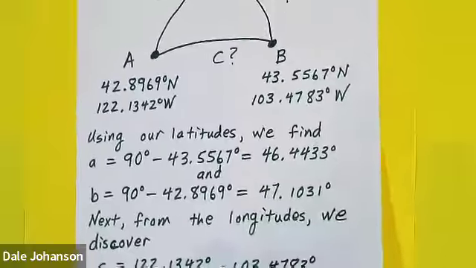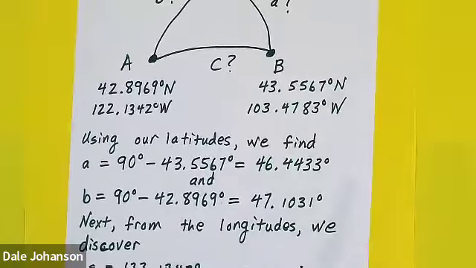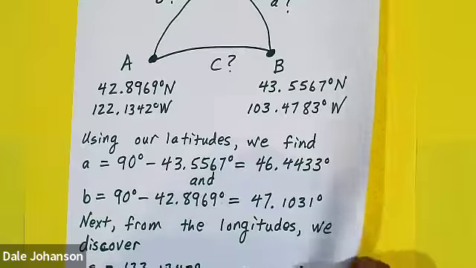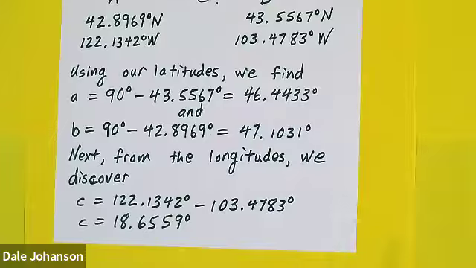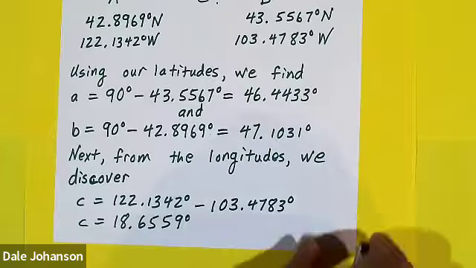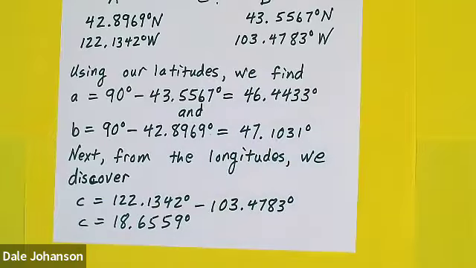Now, with our latitudes, we want to find the measure of A and B. Remember, we want to take 90 degrees minus the latitudes to give us the corresponding angles for those sides. And then recall that we use our longitudes as well, and we use those to find out the measure of angle C. Now that's a capital C there. Should be a capital C. And let's return to our rough sketch now.